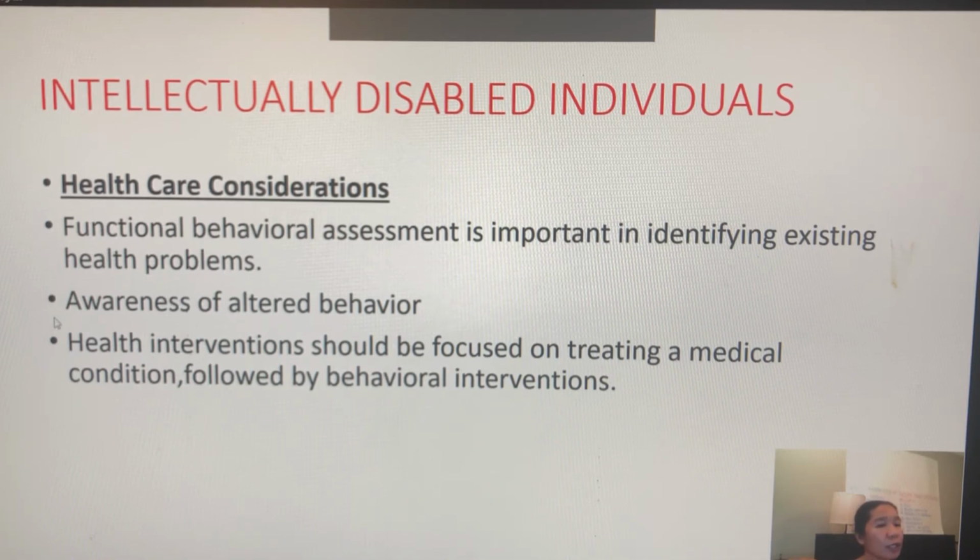Healthcare considerations among this group include functional behavioral assessment to identify existing health problems. Awareness of altered behavior as a manifestation of an illness is important in early identification and prevention of secondary problems. Health interventions should be focused on treating a medical condition, followed by behavioral interventions to prevent continued behavioral response to an illness.